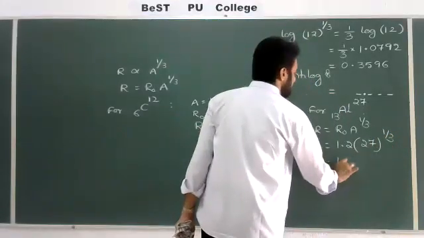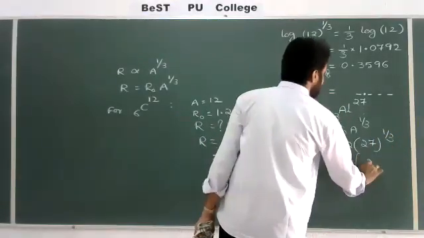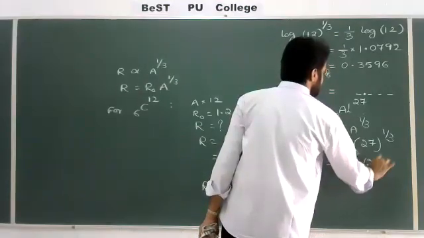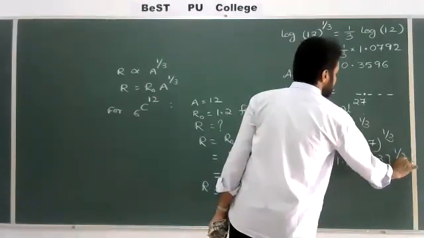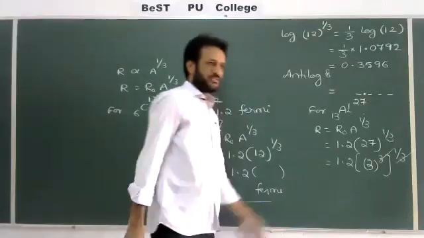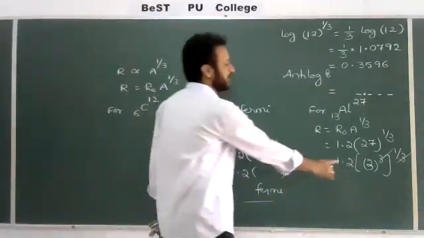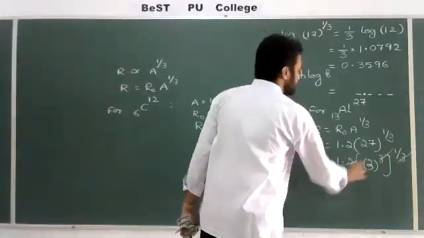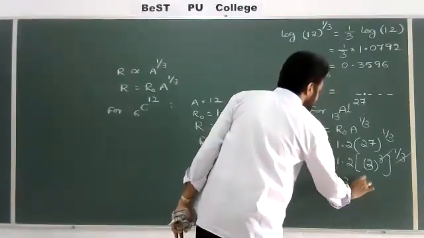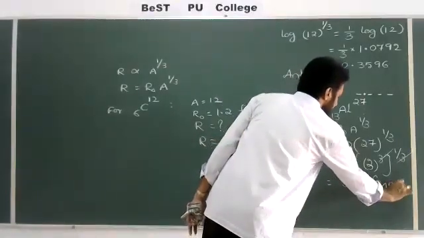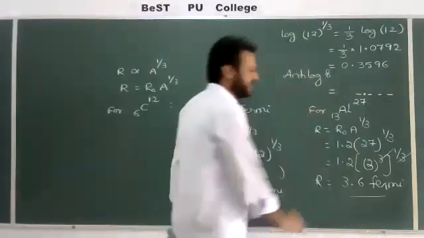That is equal to 1.2 into 27, which I'll write as 3 cubed, whole to the power of 1 by 3. Here the 3 cancels, so directly 1.2 into 3. 12 3s are 36, that equals 3.6 Fermi. So check this type of problems, no need to bother.